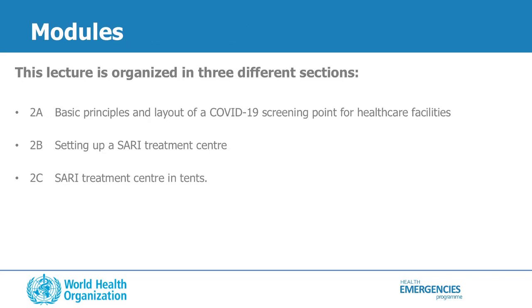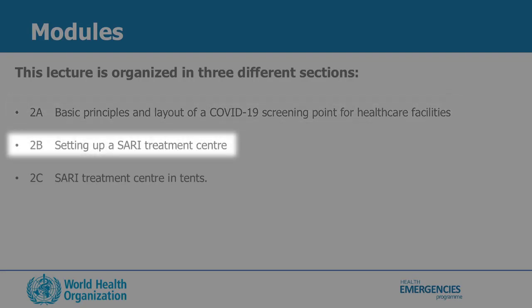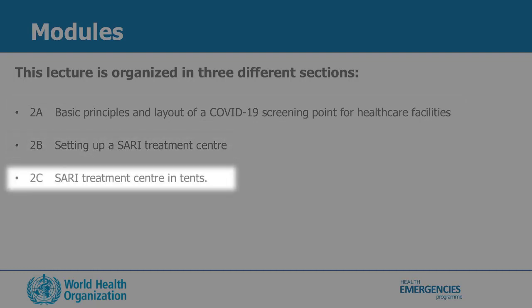The lecture is organized in 3 different sections for easy understanding. Section 2A looks at basic principles and layout of a COVID-19 screening point for healthcare facilities. 2B, setting up a SARI treatment center, and 2C is about SARI treatment center in tents.